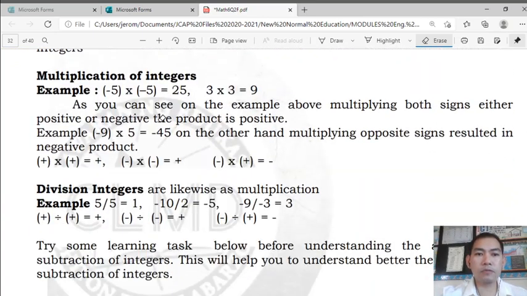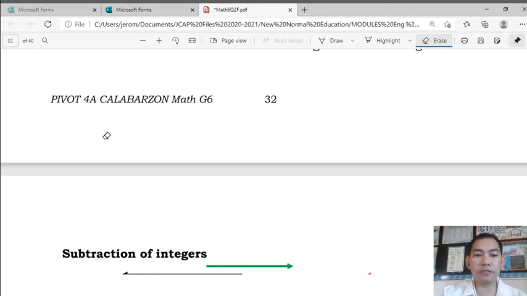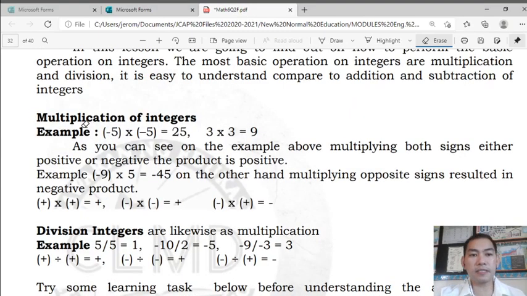Let's proceed now to multiplication and division of integers. That's what you are seeing. Multiplication and division is easier than addition and subtraction. Okay? So you will see here why it is easy. Multiplication of integers and division of integers have the same rule. So this is the rule of multiplication of integers as well as division.